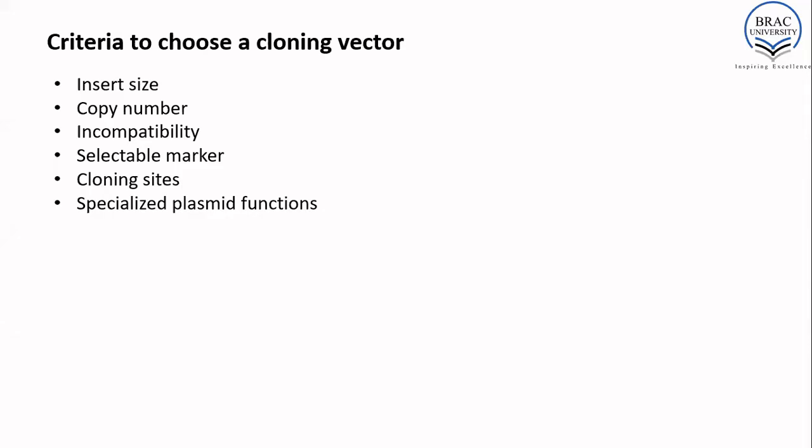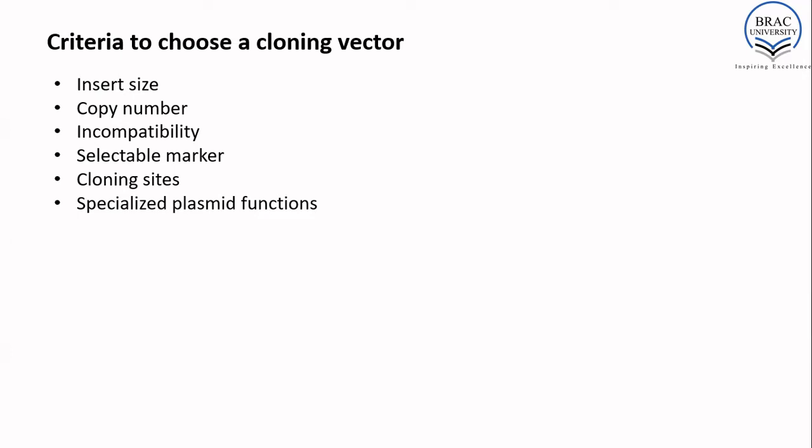So we have previously seen that a range of cloning vectors are present, and the selection of those vectors primarily depends on the purpose of using that vector, the downstream processing, how the experiment has been done, and what the goal of the experiment is. So in this case, there are other factors we need to consider for choosing a cloning vector.